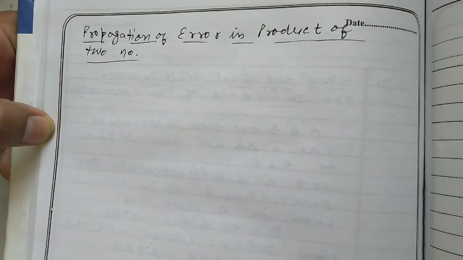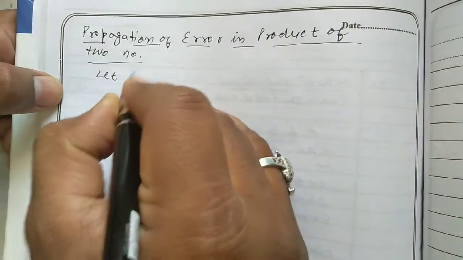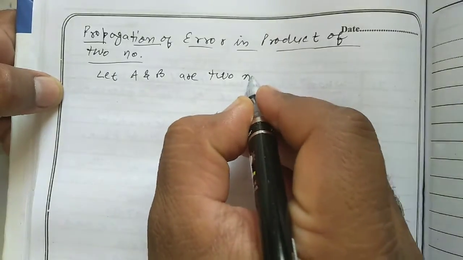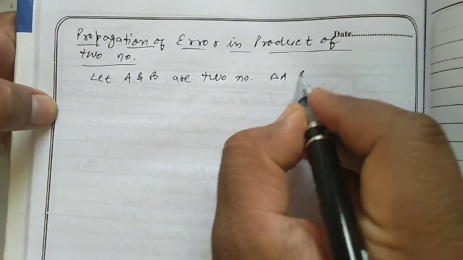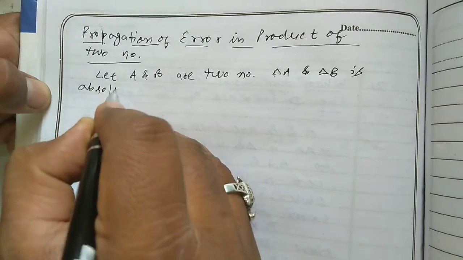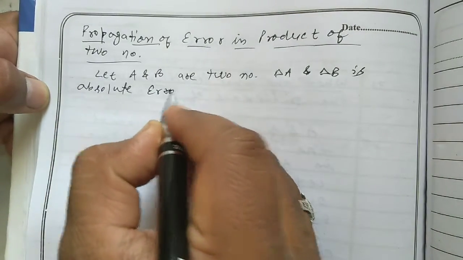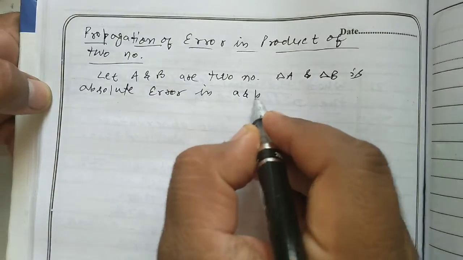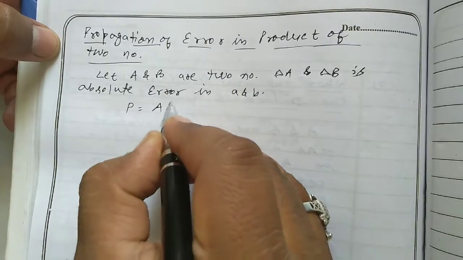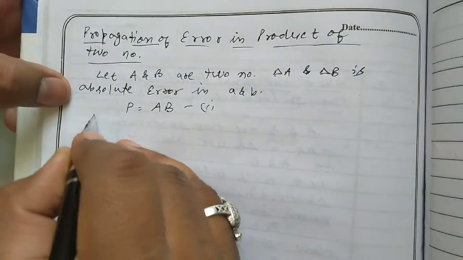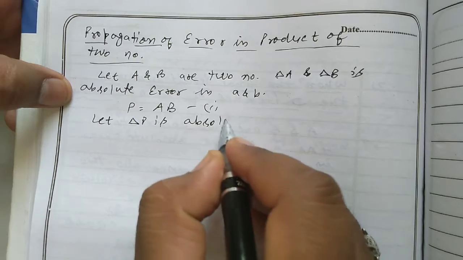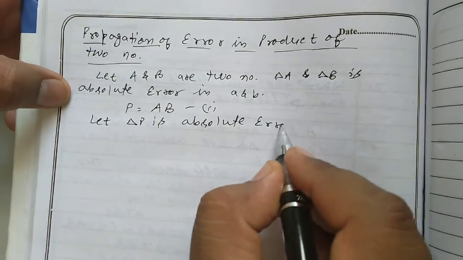Now we will start. Let a and b be two numbers. Delta a and delta b are the absolute errors in a and b. P is the product. P equals a multiplied by b, equation number first. Let delta p be the absolute error in p.